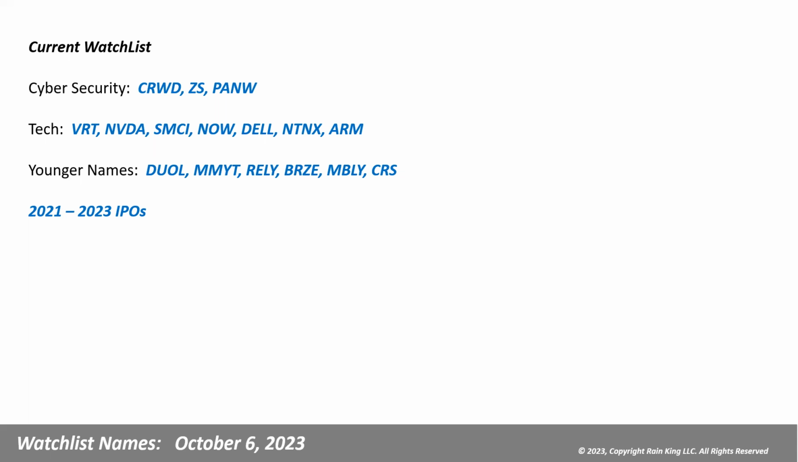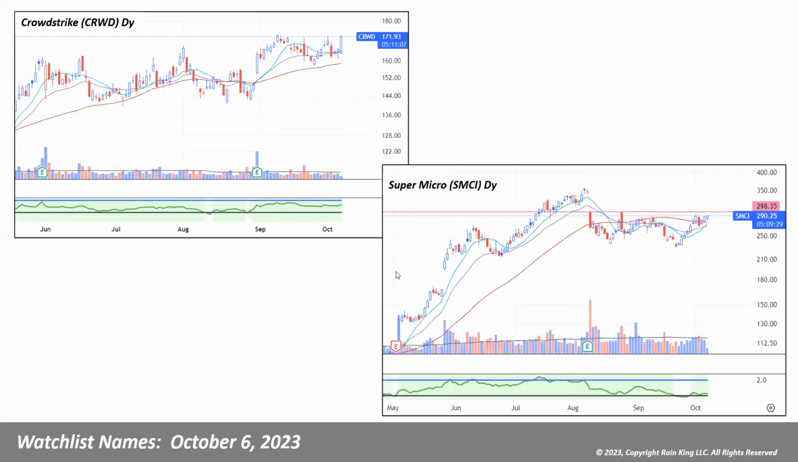Now, on the younger side, some of the more younger names in the market: Duolingo, MMYT, Rely, Braze, Mobileye, and CRS. And I'm also looking now at the 2021-2023 IPOs, and I'll speak in a moment about why I might be looking at those. So let's look at a couple of these charts.